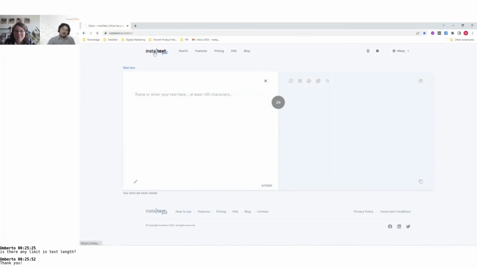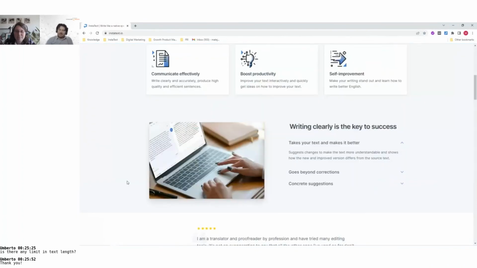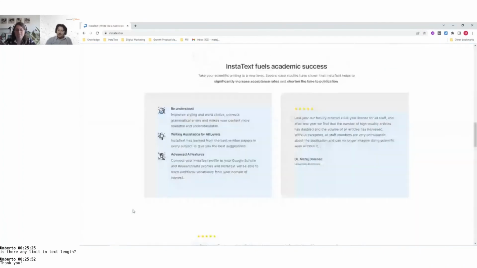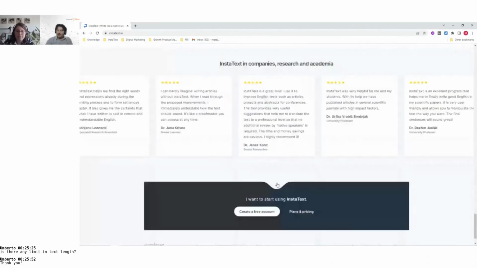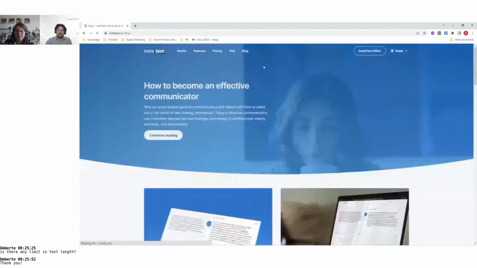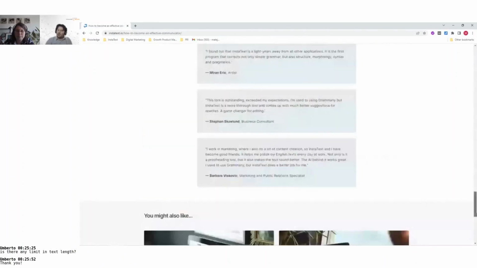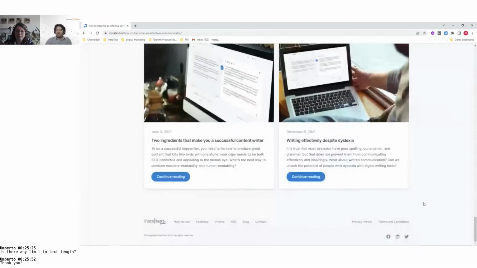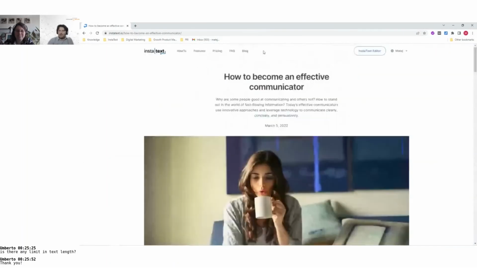So not to forget, InstaText enables you to write like a native speaker, and there is a website where you can really read a lot about what others have to say, and you will find a lot of testimonials all over the page, and they are all based on Google reviews. So they are real people behind that can tell you the same.